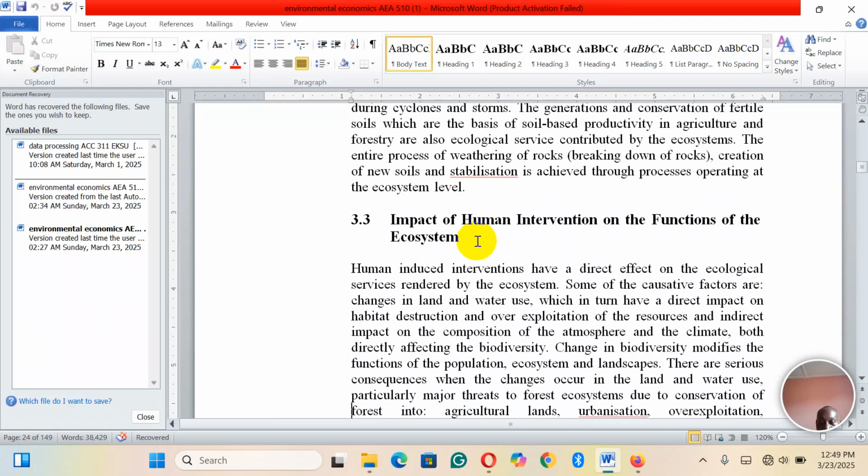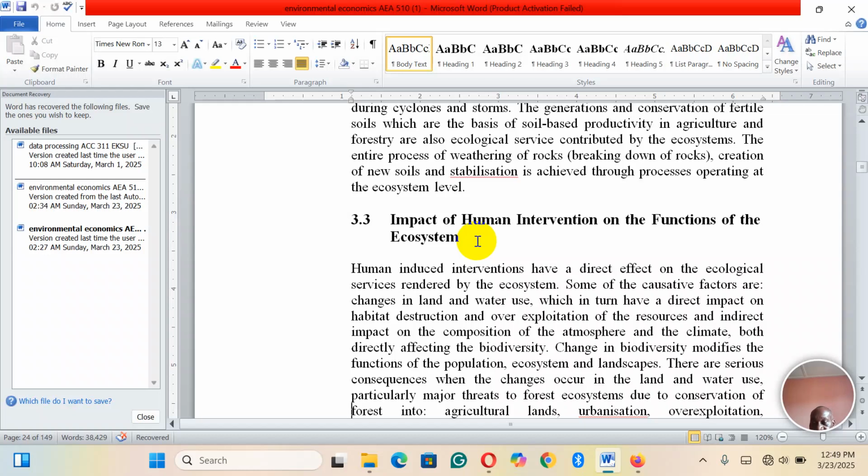Then looking at the importance of human intervention on the functions of the ecosystem. Human-induced interventions have a direct effect on the ecological services rendered by the ecosystem.